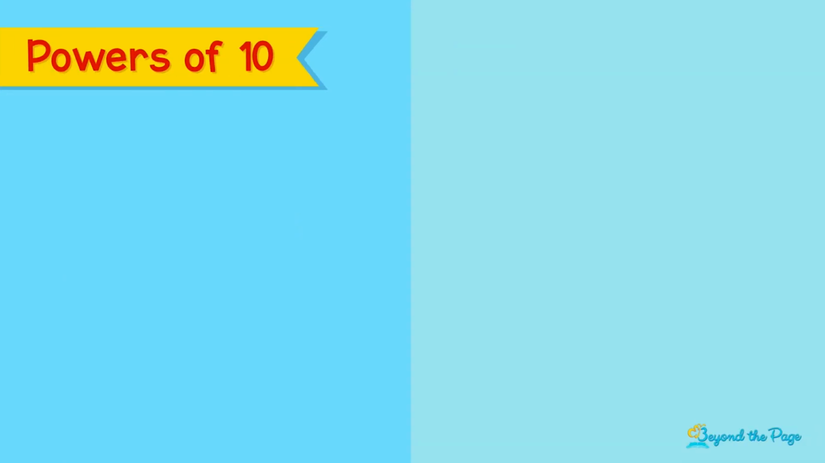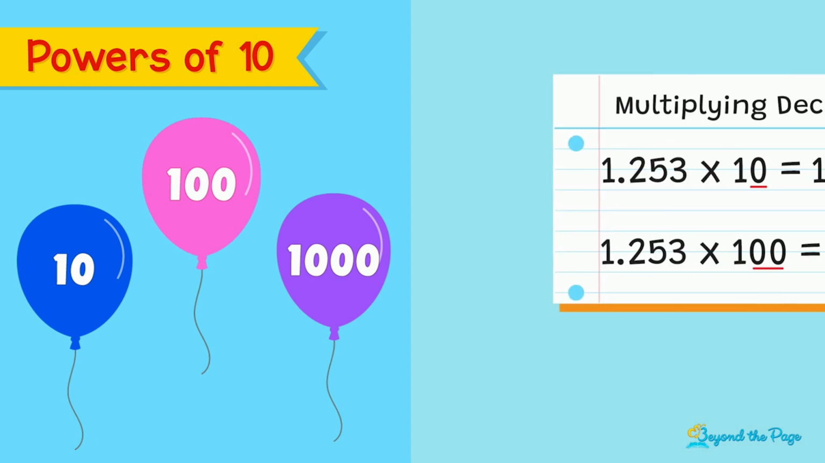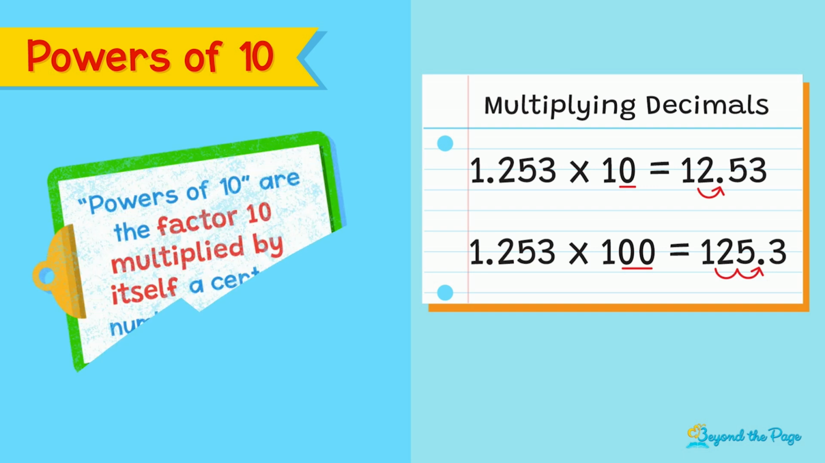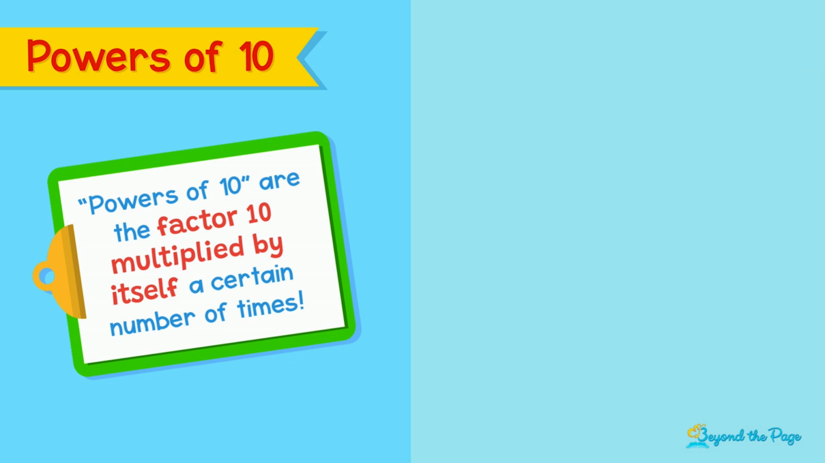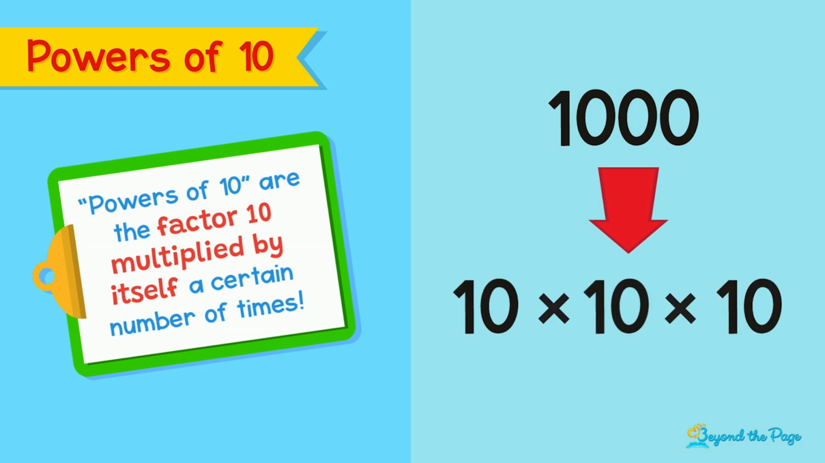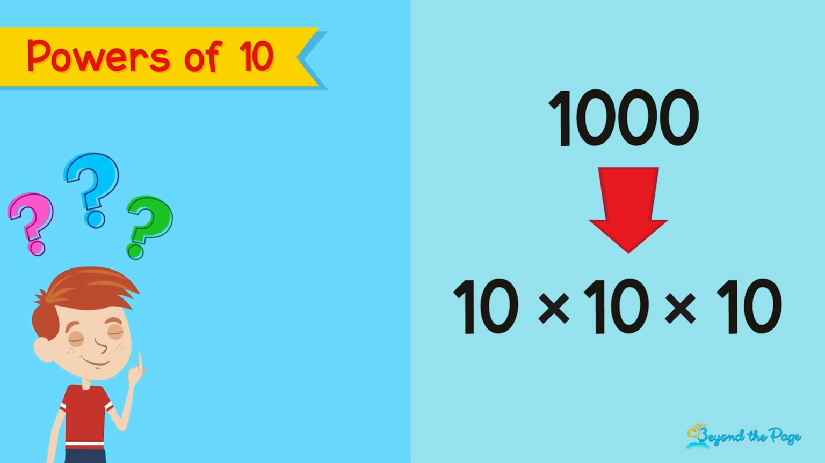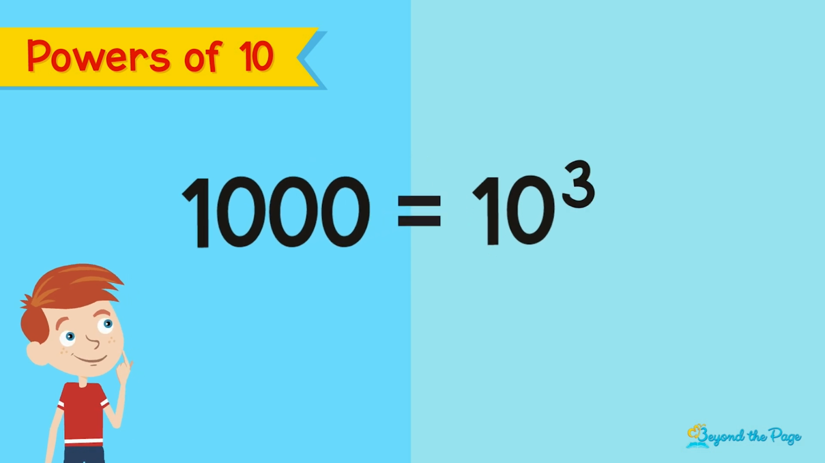Exponents are also used to write powers of 10. You remember that we use powers of 10 in Lesson 2 to quickly and easily multiply decimal numbers. Well, powers of 10 are simply the factor 10 multiplied by itself a certain number of times. For example, 1000 is 10 times 10 times 10. Can a problem like that be written in exponential notation? Absolutely. We can write 1000 as 10 to the 3rd power, or 10 cubed.